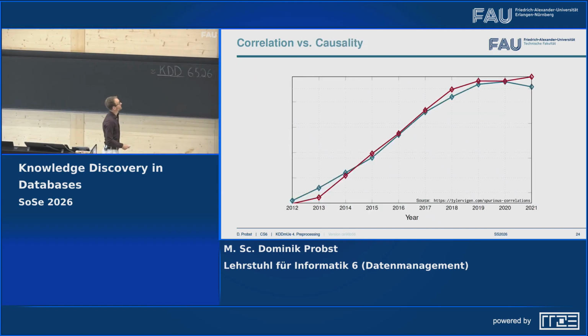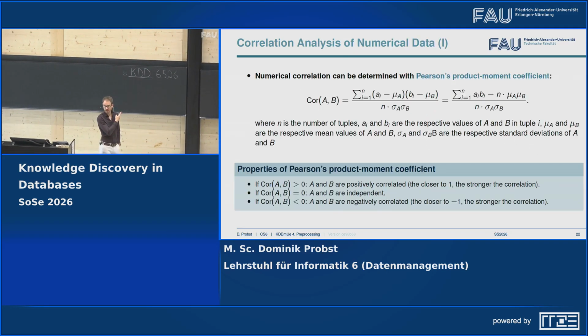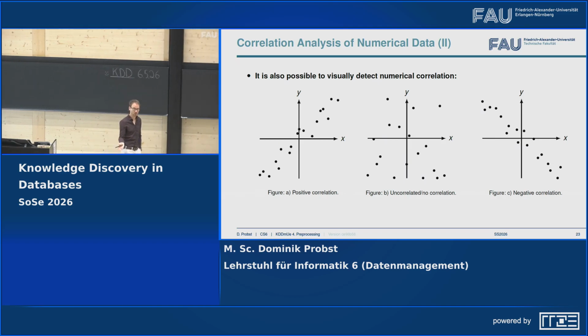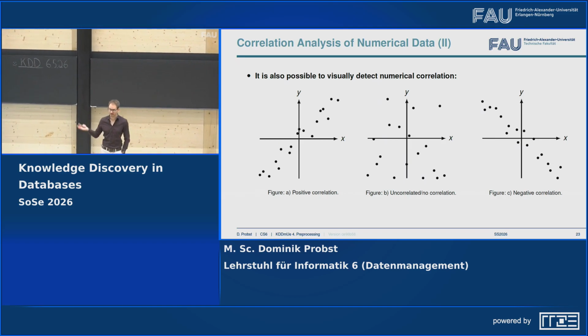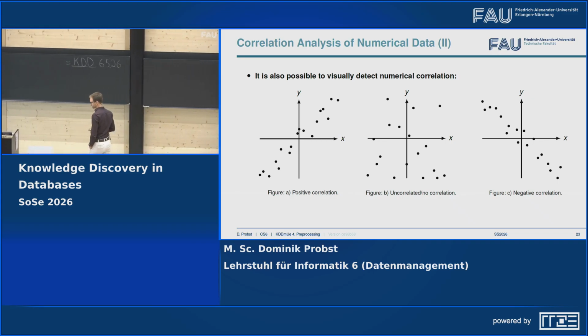Of course, it's better to use a real formula to determine correlation. However, scatter plots are something we do as first step to get to know our data set. And if we already detect something like this, it might be necessary to do the full thing and do a Pearson product moment coefficient analysis.